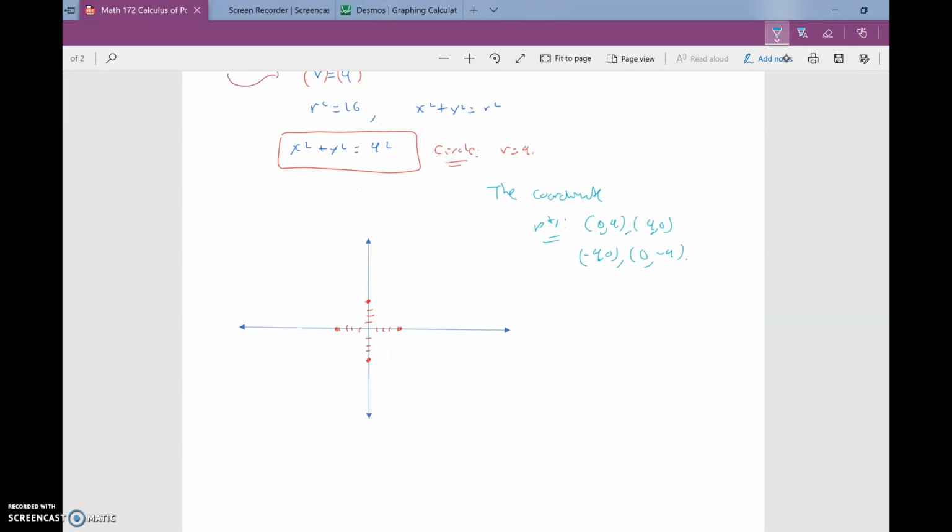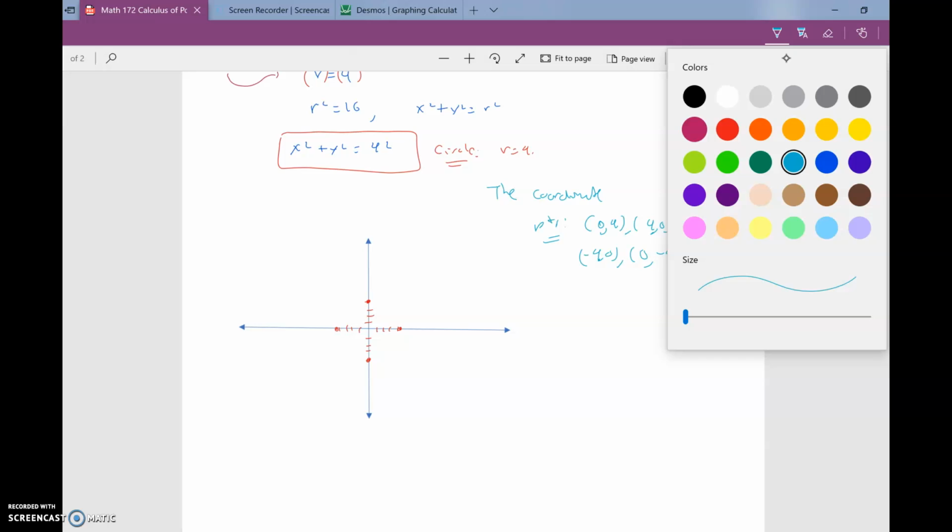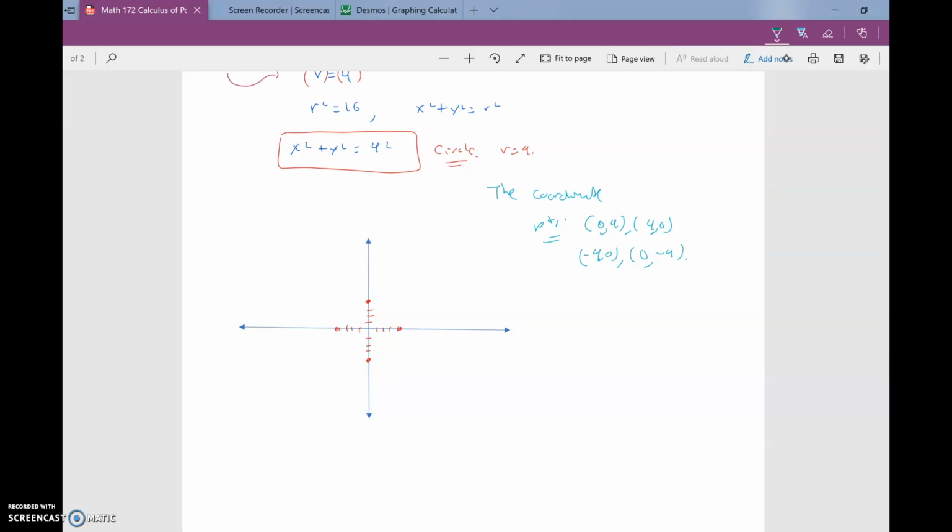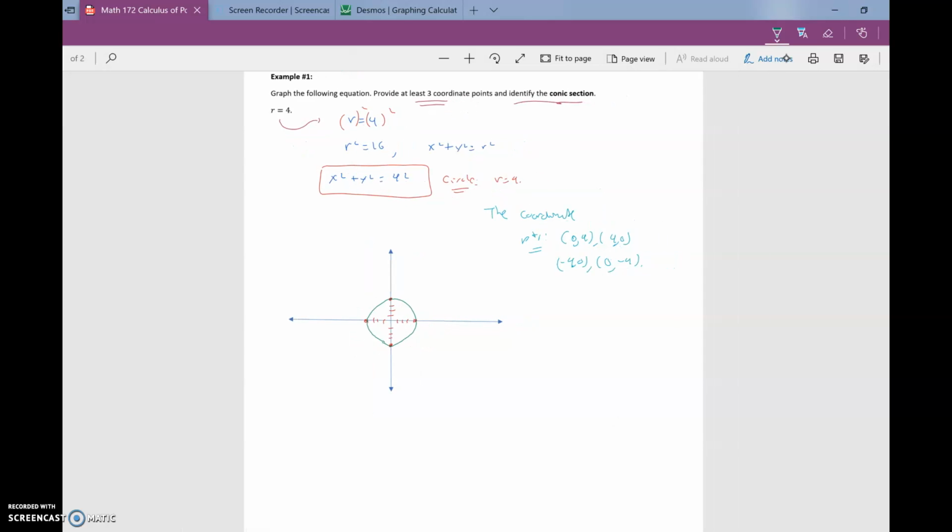And we just want a basic sketch. They're not actually asking us to express it in rectangular. If you remember the formulas, r is equal to 4 is a circle that we talked about earlier. And in this case, well, that's our equation, r is equal to 4.